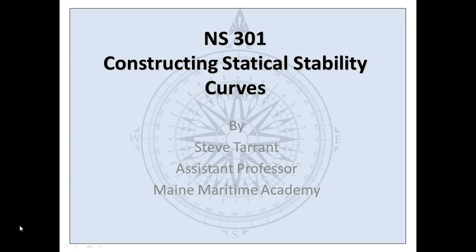In this problem, we're going to be constructing statical stability curves. In particular, the problem states: using the Stability Data Reference Book, determine the danger angle of permanent list if you have a vessel with a KG of 25 feet and the forward and aft drafts given. In fact, we're going to answer more than just that one question about permanent list.